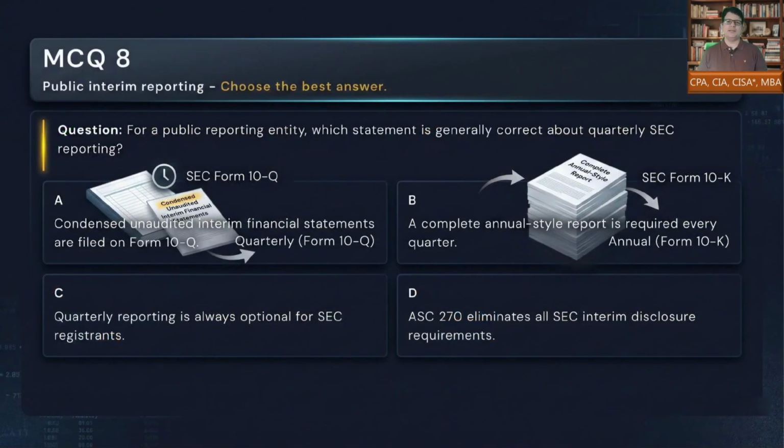MCQ 8 tests public interim reporting. For a public reporting entity, the question asks, what is generally correct about quarterly SEC reporting? Think about Form 10-Q, condensed unaudited interim financial statements, and the difference between quarterly and annual reporting. Lock your answer before the reveal.